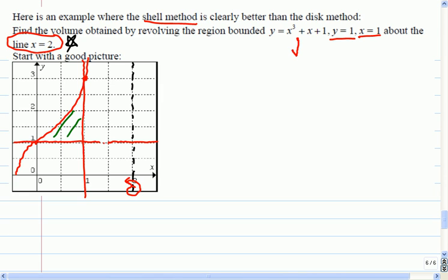Again, what we would like to do is say this is a function on x. I would love it if I could use dx in my problem. That means I'm going to have vertical bars. So let's put a vertical bar on and see what happens.